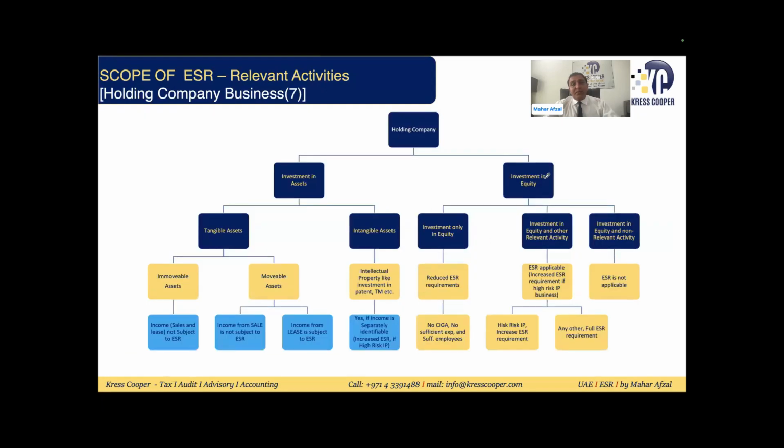This is the holding company: investment in equity only, holding company business, investment in equity, other relevant activities. So we need to look at the other relevant activities, high risk intellectual property business or normal. If high risk, then it will be the high risk intellectual property business. If normal, it will be considered a normal ESR. If there is investment in equity and a non-relevant activity, it will be assumed the company is not doing any relevant activity, so it will not be subject to ESR.